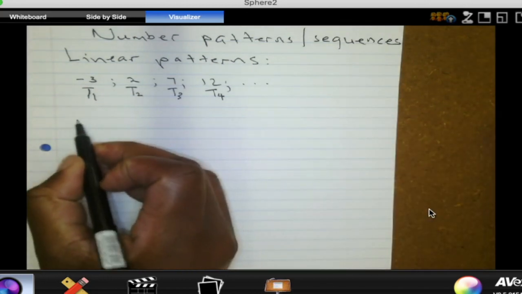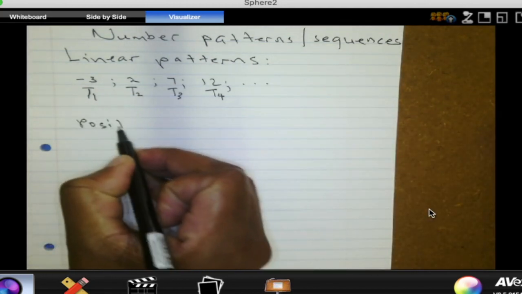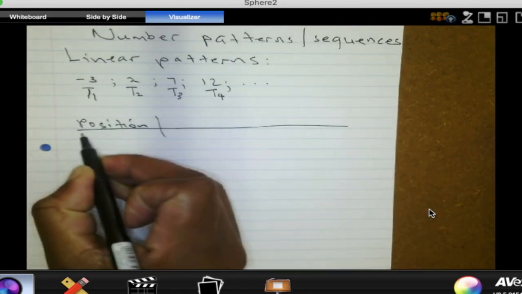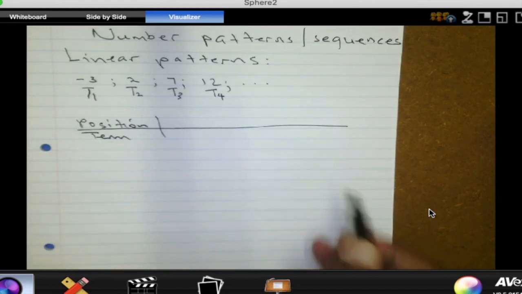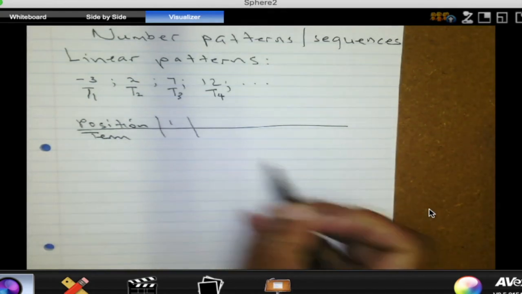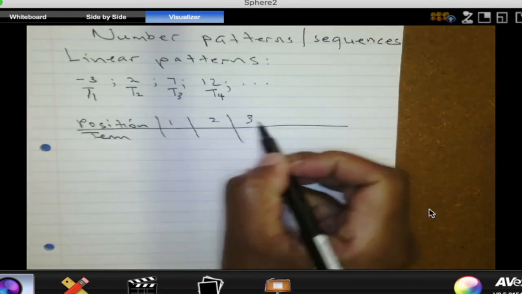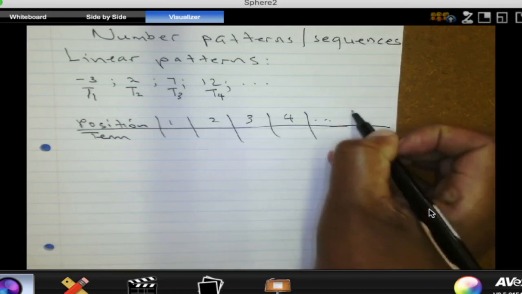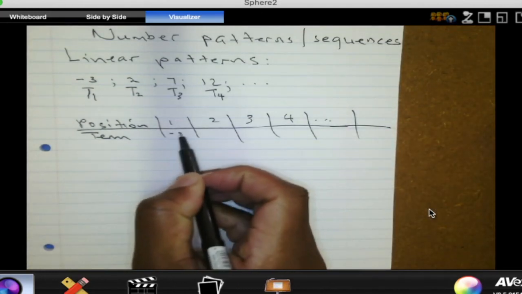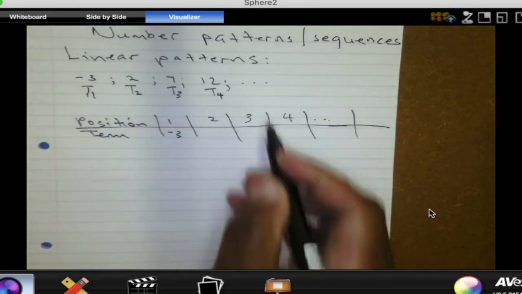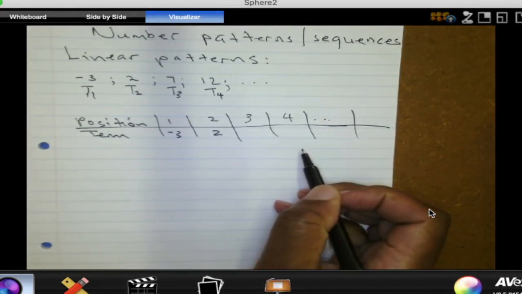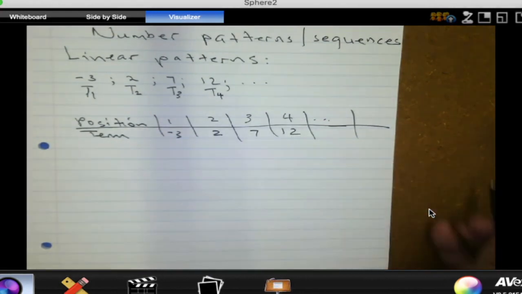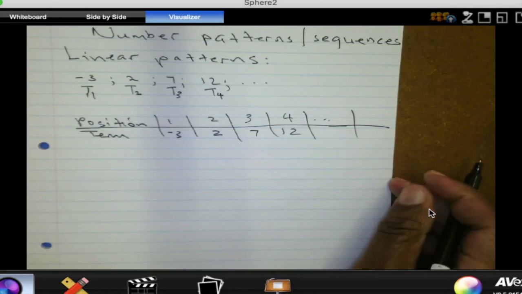In grade 9, this is the method we use. We ask ourselves what is in position 1 and what is in position 2, what is in position 3, position 4, and so on. So in this case, negative 3 is in position 1, 2 is in position 2, 7 is in position 3, 12 is in position 4, and so on.